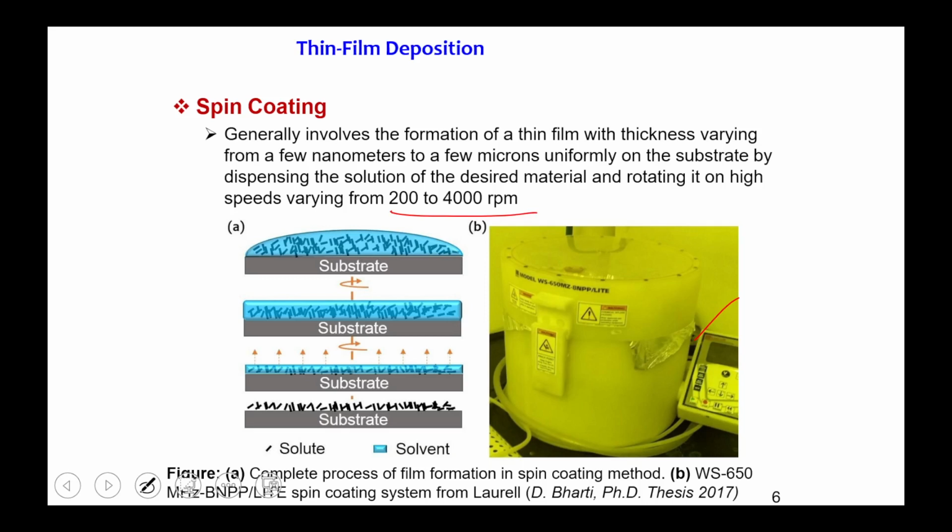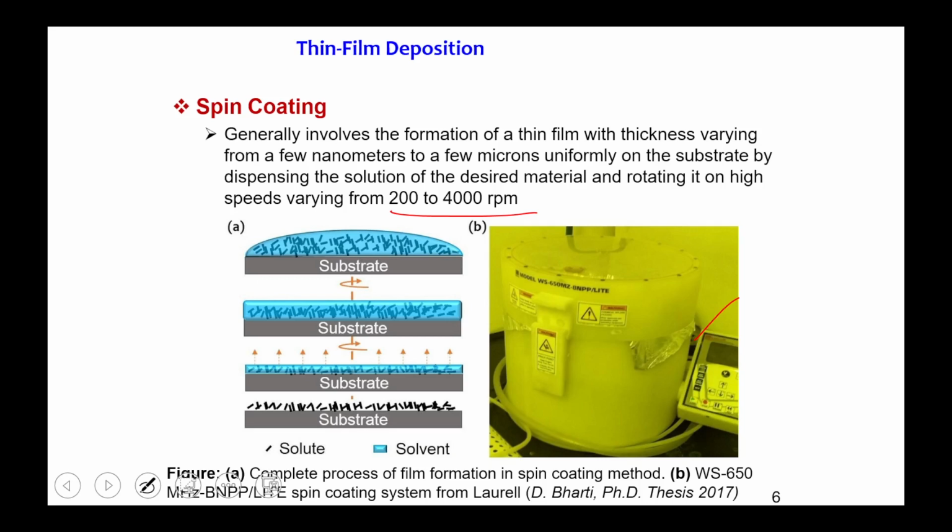So what will happen? We have to take some substrate and drop cast some material. Suppose we want a thickness of around 100 micrometer or 100 nanometer. So we have to optimize the spin coating speed, timing and RPM. If we require a high thickness, we keep the RPM low. If we require a thinner film, then we keep the RPM high.